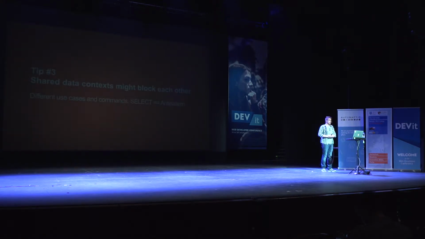Tip 3, separate your data contexts because they might block each other. They have different use cases. The one is using Redis for a cache. The second one is using Redis for a complete normal database. The third one is using it as a message broker. Think about your bounded context.